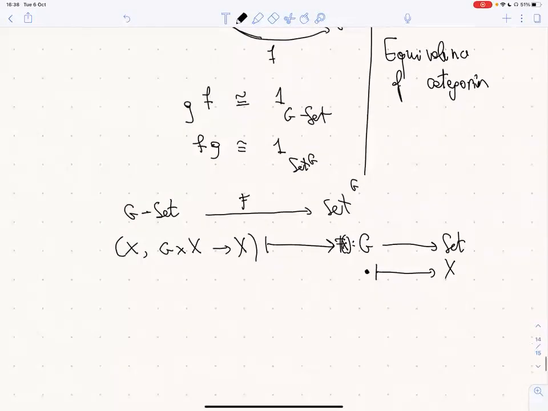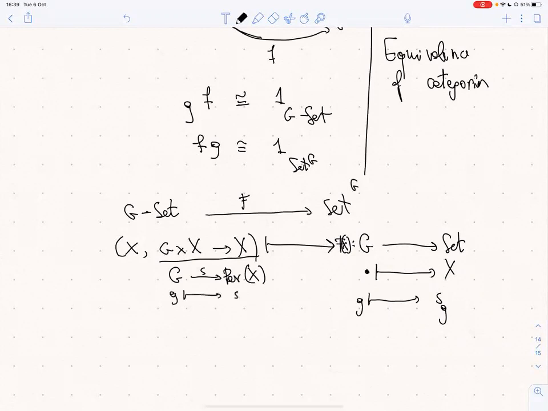And then it sends g to what? To s_g, where s_g is the permutation naturally associated to g. Because remember that an action can also be seen as a group homomorphism from G to permutations of X. So it sends little g to s_g. Okay, so you send g to s_g. And this gives you a functor which goes from G to set.